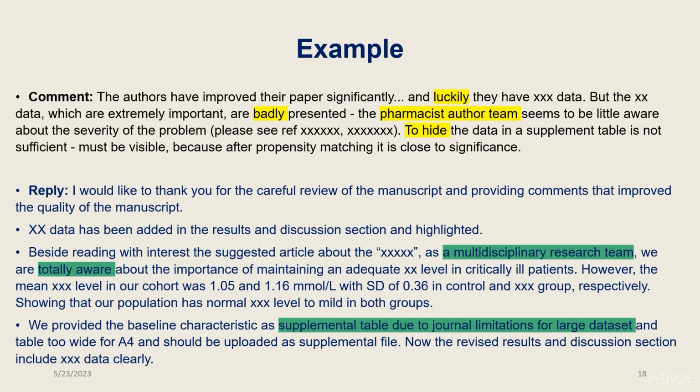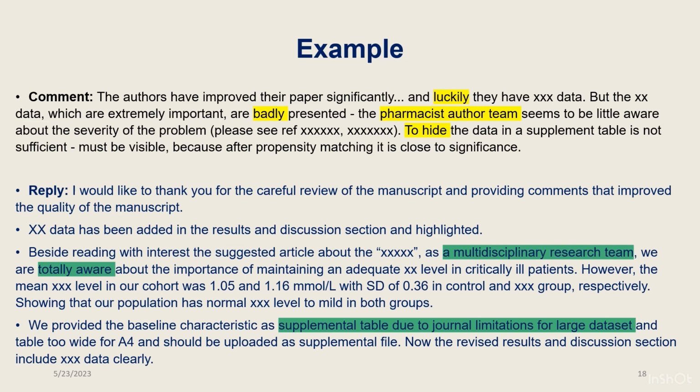A bad reply would say, our data is not badly presented and is presented in the manuscript, being defensive about it. The other part is where the reviewer assumed that the research team was only pharmacists with little knowledge about that, so they provided a reference for more reading. The author replied, besides reading with interest the suggested article about X subject, as a multidisciplinary research team, and this brings to the table that actually this is not a pharmacist author team, it's a multidisciplinary research team. So the reviewer would think, oh, that was a bad assumption from me.